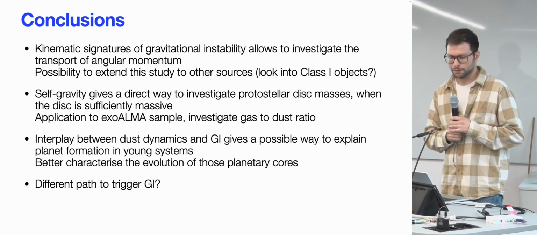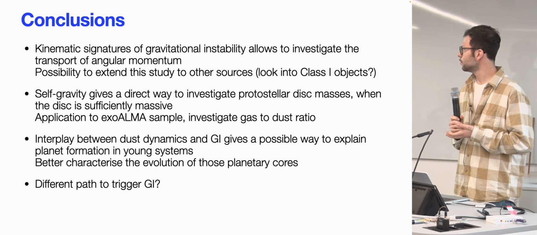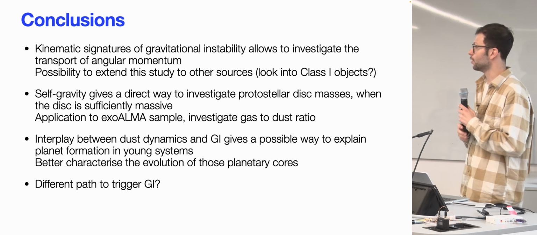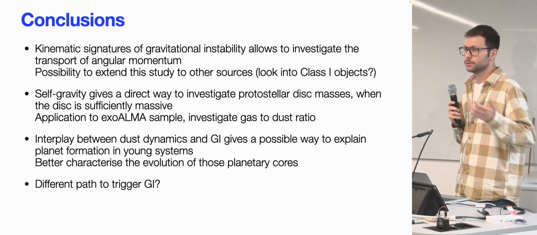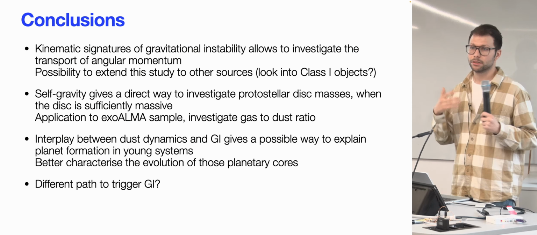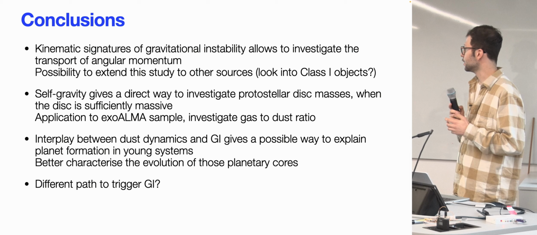So these are my conclusions. Briefly, the kinematic signature of gravitational instability allows us to measure the amount of angular momentum that is transported through GI. And we are now trying to understand if it is possible to extend our study to other sources, maybe to class 1 objects, so to younger objects.